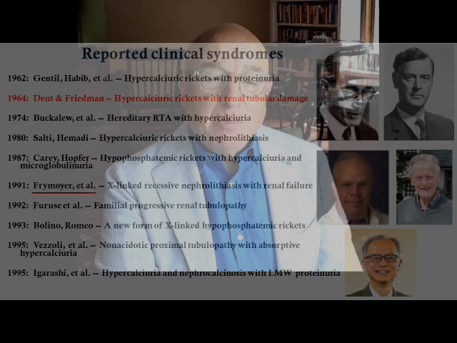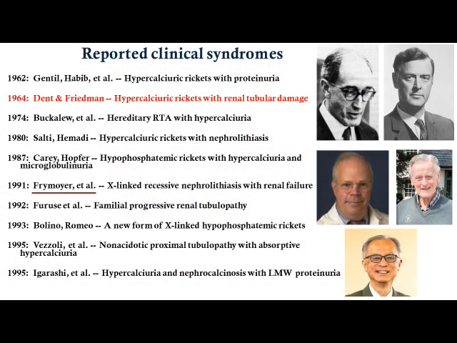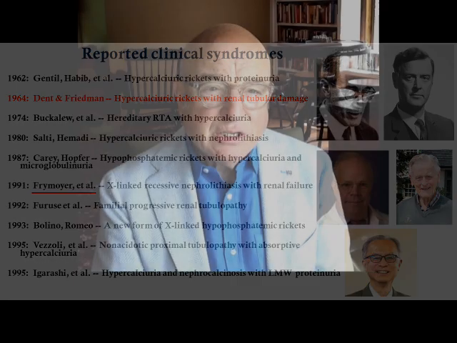And if we use this as the defining characteristics, the next slide lists a number of reports that were offered before we recognized and labeled this as a single entity, going back to the 1964 report by Dent and Friedman. But even before that, in 1962, René Habib and colleagues in Paris reported a family with hypercalciuric rickets, proteinuria, stones, and renal failure, very strongly suggestive of Dent disease.